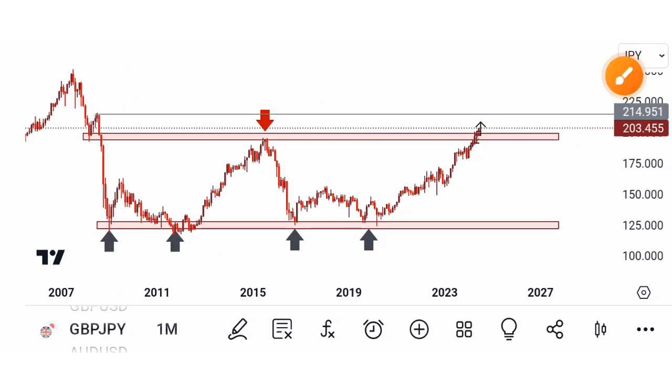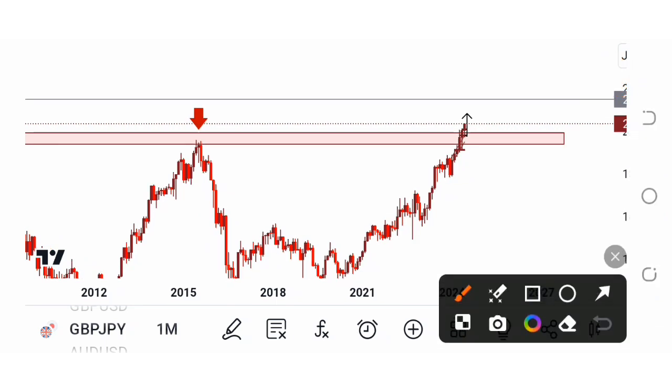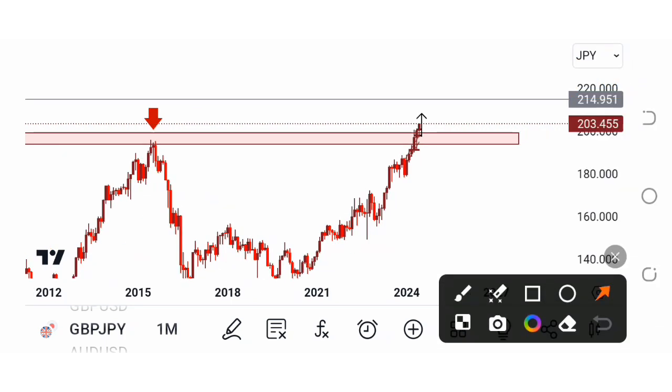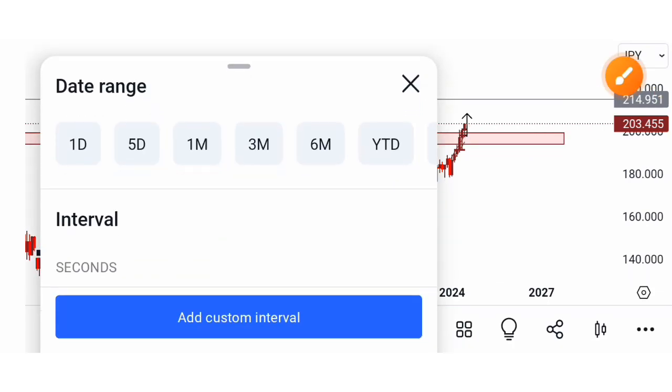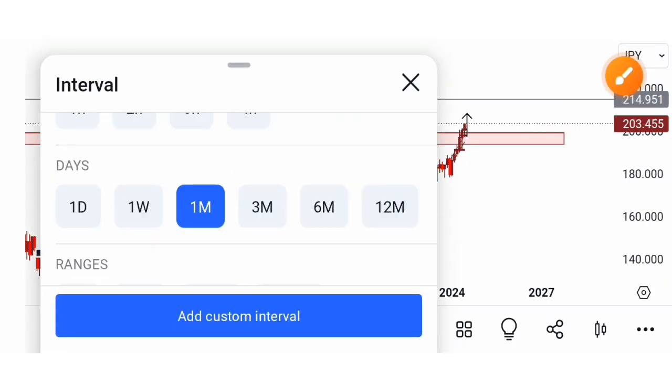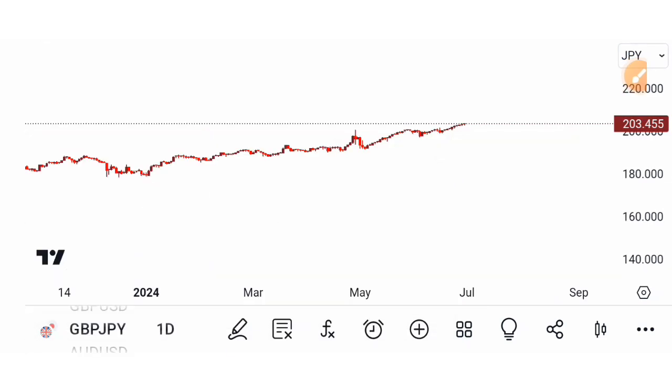So the only logical thing to assume or expect is that the market, as it's breaking out, should eventually come back to retest this high over here, and when it does that, then we can expect further buys to the upside. So the way you can trade this market, you need to move to a smaller time frame. Let's go to the daily time frame over there.